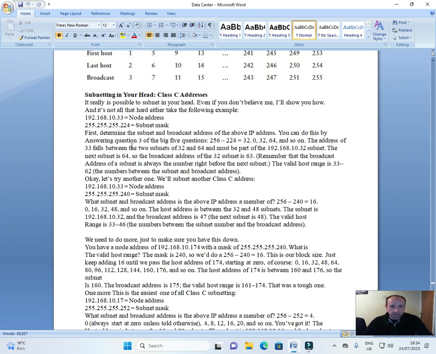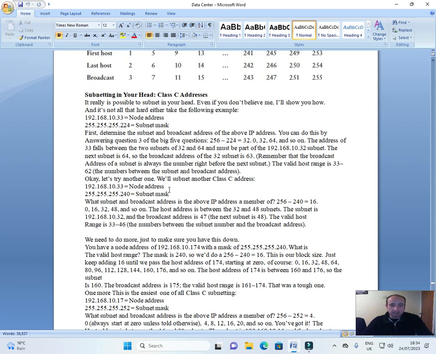You can do this by answering question 3 of the big 5 questions. 256 minus 224 equals 32: 0, 32, 64 and so on. The address of 33 falls between the two subnets of 32 and 64 and must be part of the 192.168.10.32 subnet. The next subnet is 64, so the broadcast address of the 32 subnet is 63. Remember that the broadcast address of a subnet is always the number right before the next subnet. The valid host range is 33 through 62, the numbers between the subnet and broadcast address.